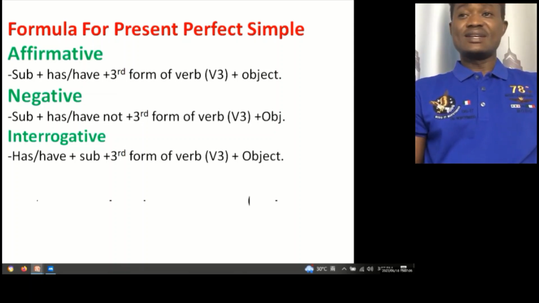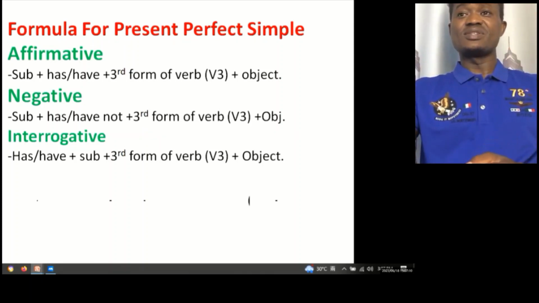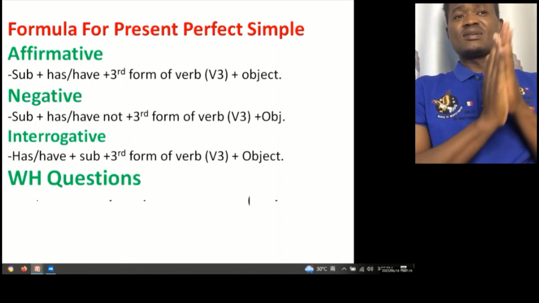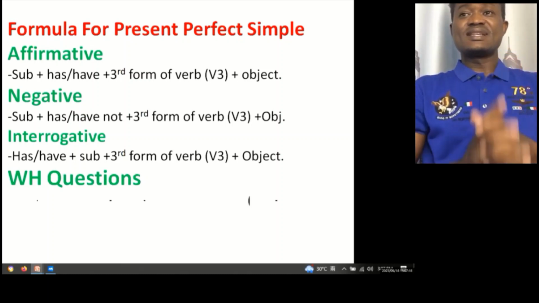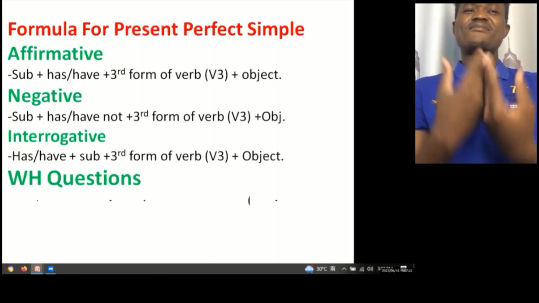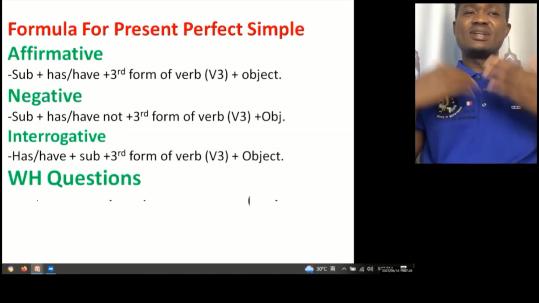Now we go to the WH question, the interrogative WH questions. How do we form this one? The WH question word is first, the second is the auxiliary verb, the third is the subject, the fourth is the V3 verb, and the fifth is the object.